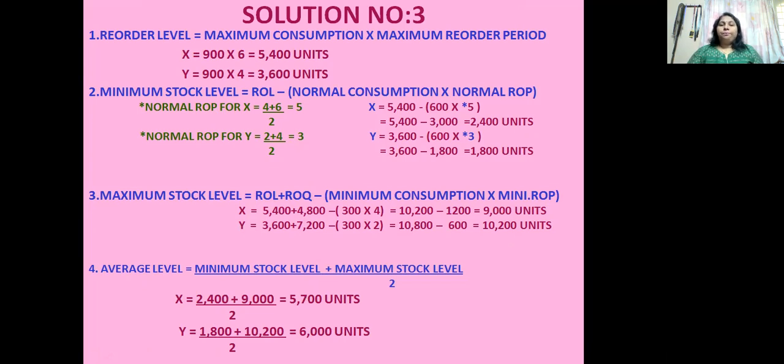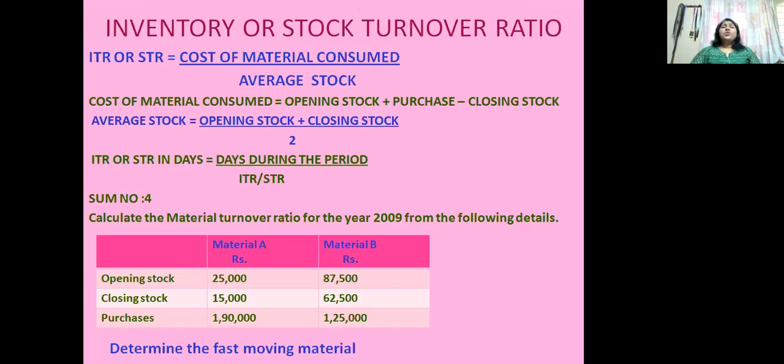Next, I want to teach you how to calculate the stock turnover ratio or inventory turnover ratio. So what is the formula for that? The formula is cost of material consumed divided by average stock. You know very well how to calculate the cost of material consumed by applying the formula opening stock plus purchase minus closing stock. Then average stock, you know, is opening stock plus closing stock divided by 2.